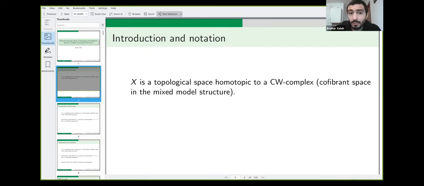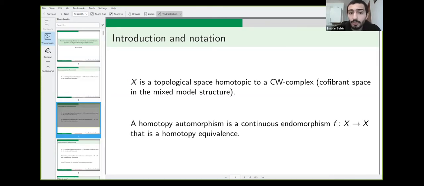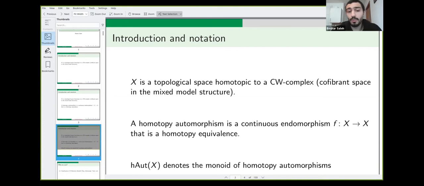So we start with X being a topological space, homotopic to a CW complex. So it's a cofibrant space in the mixed model structure. We say that the homotopy automorphism of X is a continuous endomorphism, which is a homotopy equivalence. And we will denote the monoid of all homotopy automorphisms by hAut X.